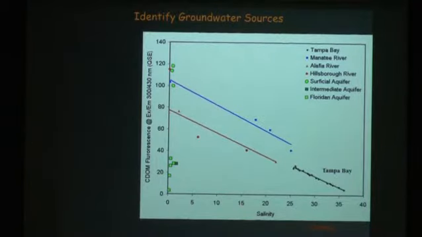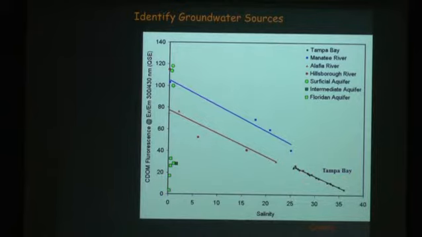My student Robin Kami tried to use this in groundwater studies here in the Tampa Bay area. And this is a little bit complicated, but not terribly. The blue line is the mixing line for the Manatee River. This red line is the Hillsborough and Alafaya rivers. And this is the mixture that you get in Tampa Bay.